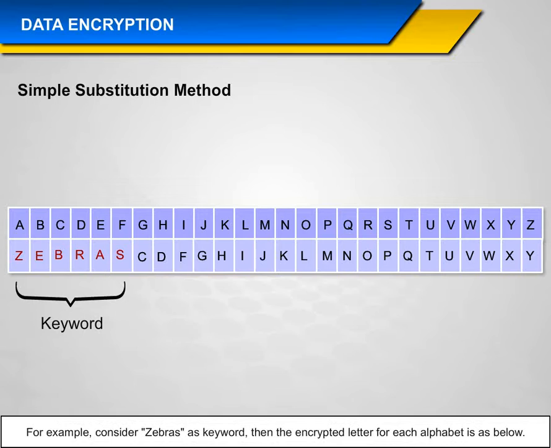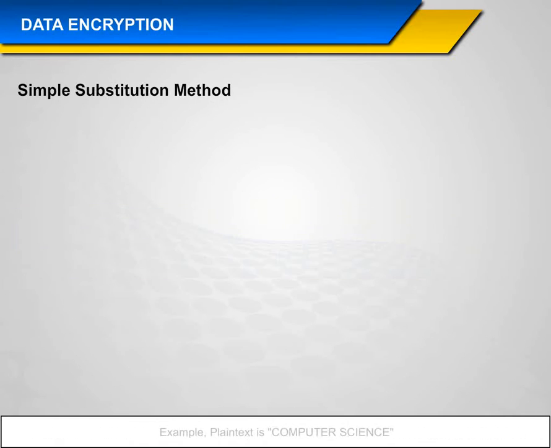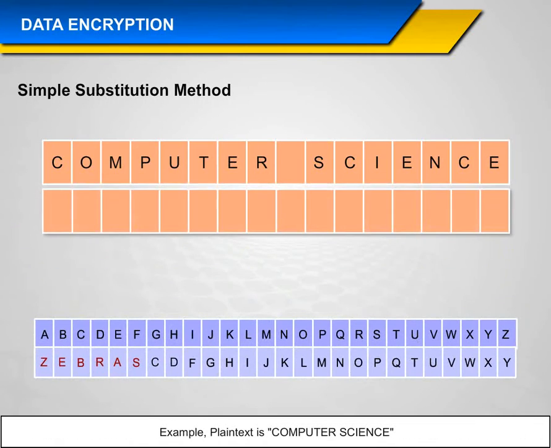For example, consider zebras as keyword, then the encrypted letter for each alphabet is as below. Example, plain text is computer science.